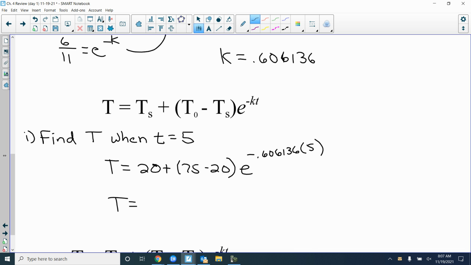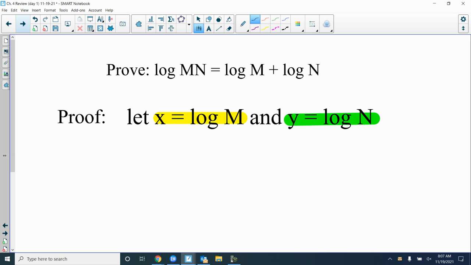Madison, you got it? I got 22.7. 22.7 degrees. I agree with that. 22.7 degrees. All right, so we're good. All right, so I want to hit one of those, and we'll hit another one probably on Monday.